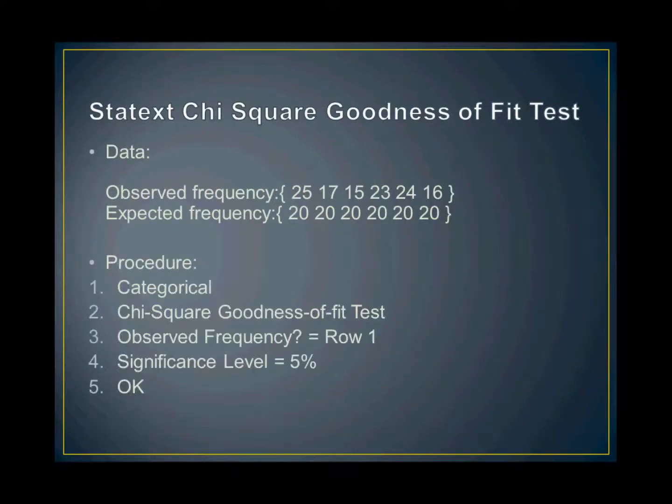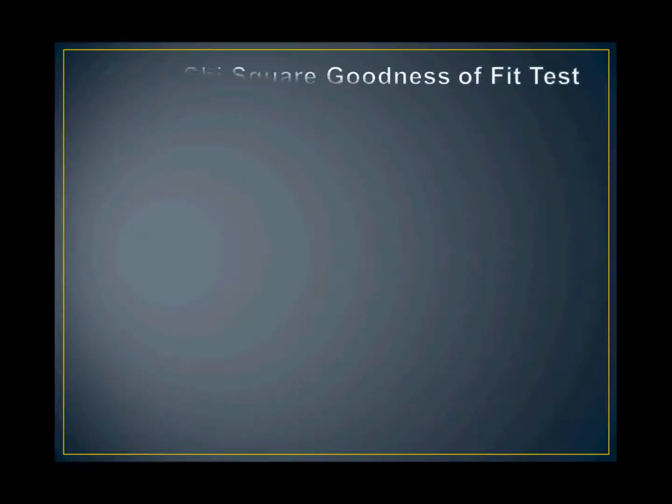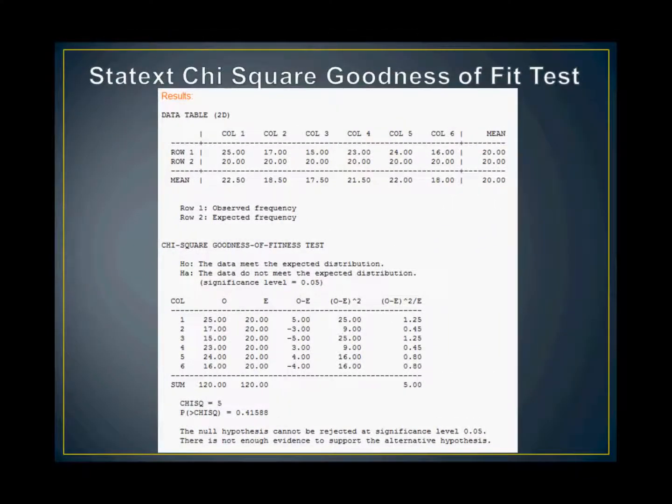So here it is again. Then the results. So based on the results, the computed test statistic is 5, and then the critical value of chi-square is 0.41. So since the chi-square test statistic is greater than the critical value, the null hypothesis cannot be rejected. So it means, based from the statement of the results, the data meets the expected distribution.